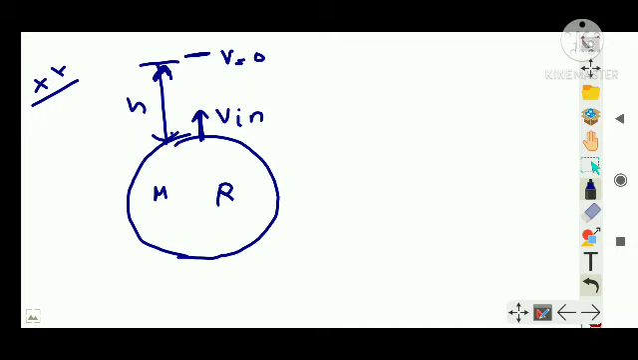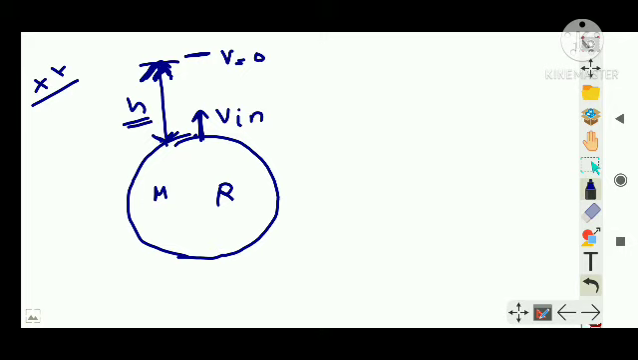This is not escape velocity, guys. Escape velocity is something which I will take later on. You are asked what will be the velocity required to project a body from the surface of earth to height h above it. Height is given, then you can write, right?